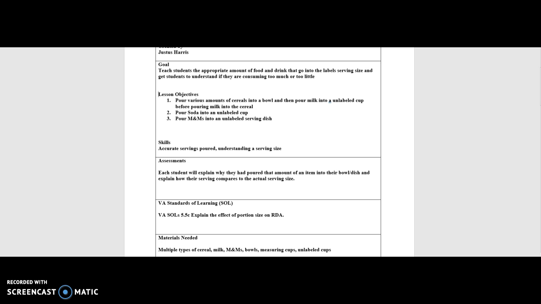The lesson objective is to pour various amounts of cereals into a bowl and then pour milk into an unlabeled cup before pouring milk into the cereal. We will also be pouring soda into an unlabeled cup, and we'll be pouring M&Ms into an unlabeled serving cup. The skills that will hopefully be acquired after performing this task are accurate servings poured and understanding a serving size.